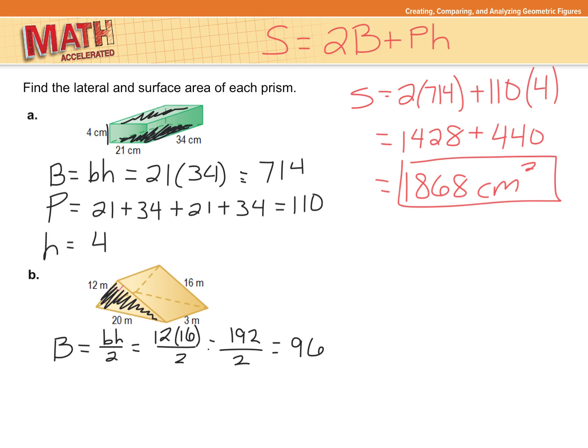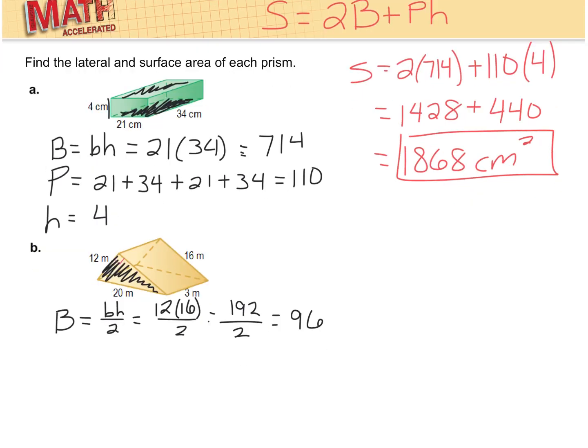Now we need to find what? P. How do I find the perimeter of the base? Add up all the sides, right? What are my 3 sides? 12, 20, and 16. What do you get when you add all those up? Yes, 48.